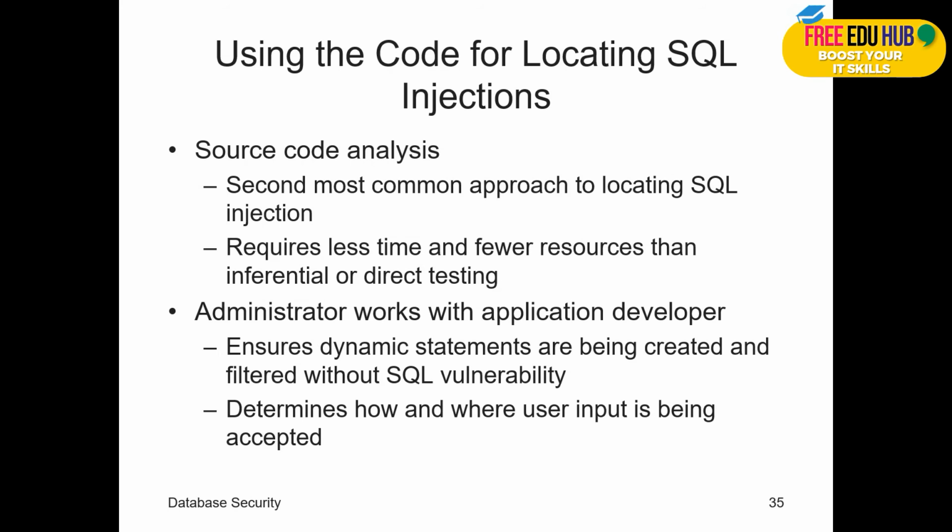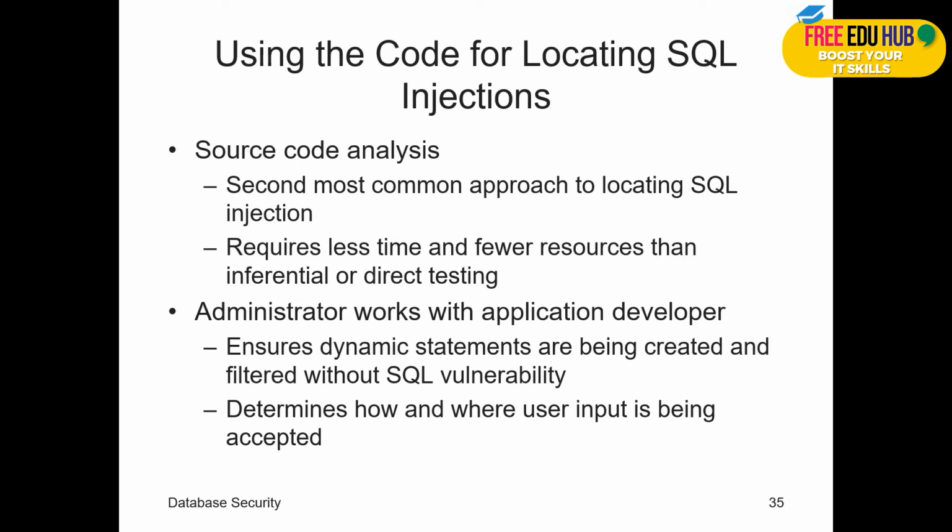Source code analysis is another way for locating the SQL injection problems. The second most common approach is to locate the SQL injection. Before the application moves to production, the complete source code is checked. Now, we'll talk about active checking and passive checking later in the chapter, but it requires less time and fewer resources than inferential or direct testing.